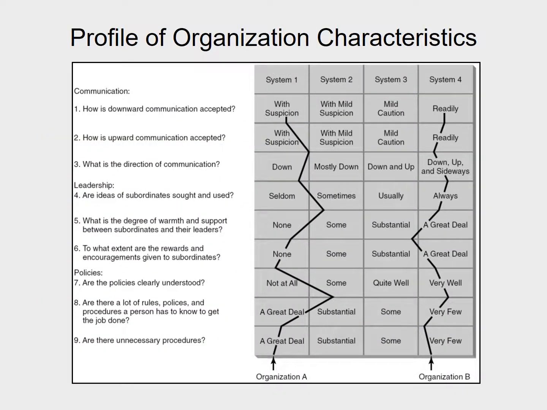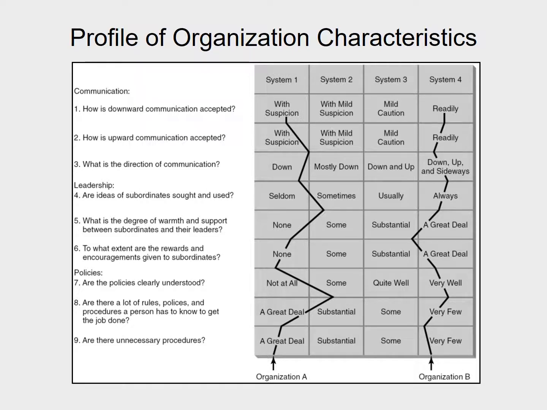So then how we determine where an organization fits on this is a series of actual questions about the communication, leadership, and policies of the organization. So we have three key dimensions of each of these. For communication: how is downward communication accepted? How is upward communication accepted? What is the direction of communication?